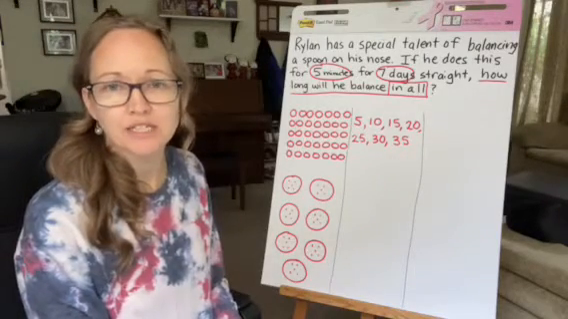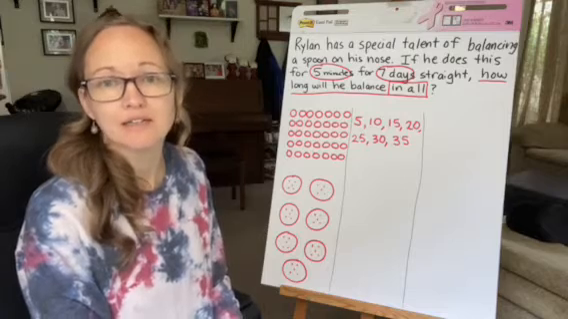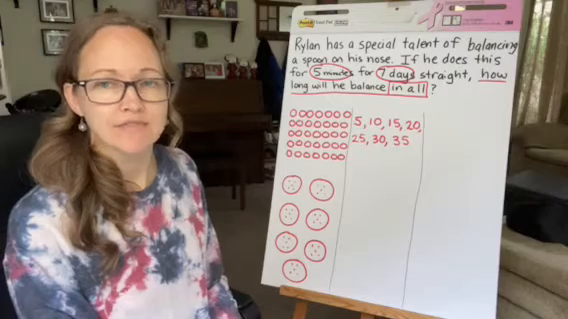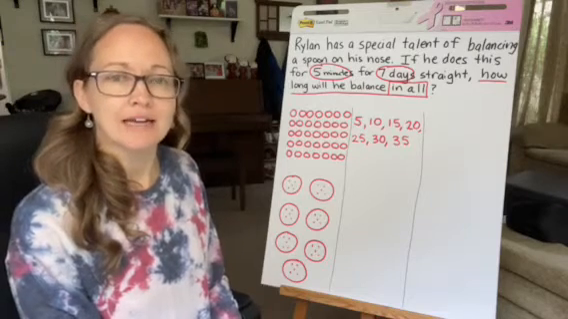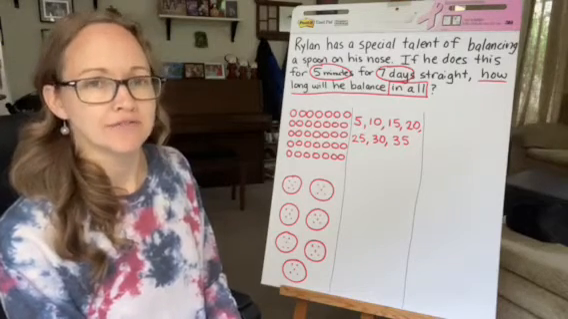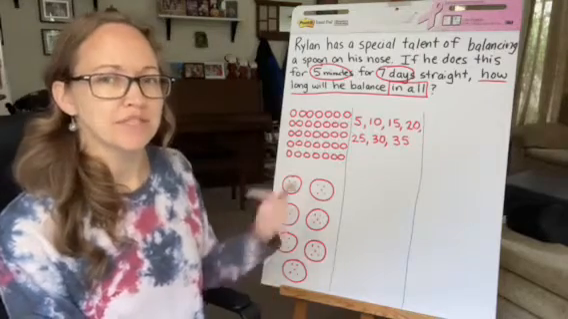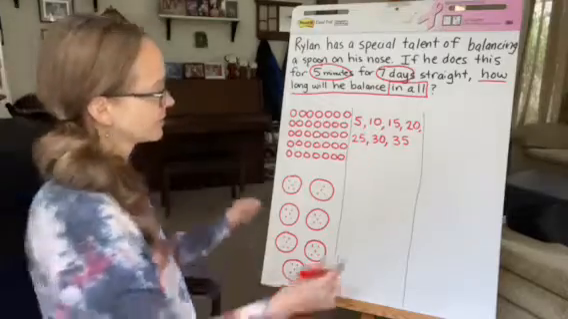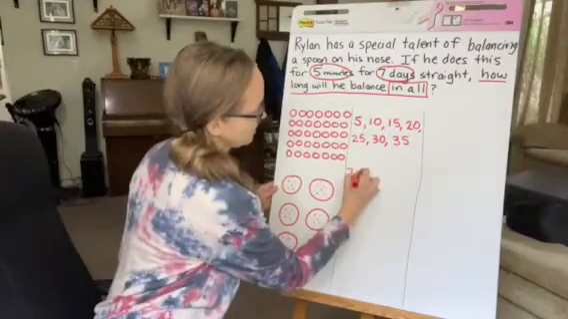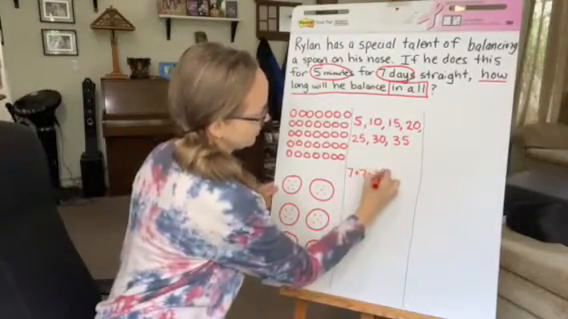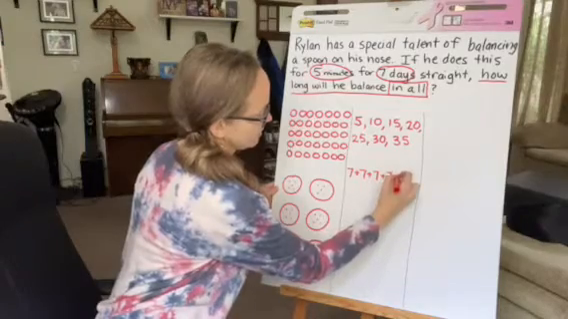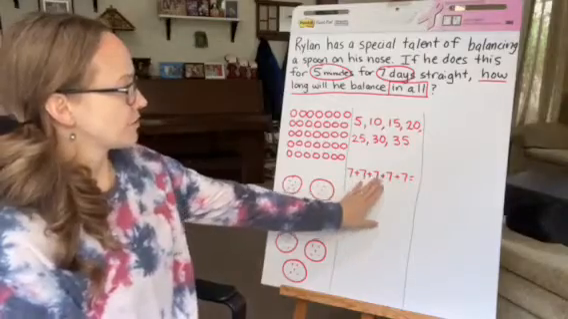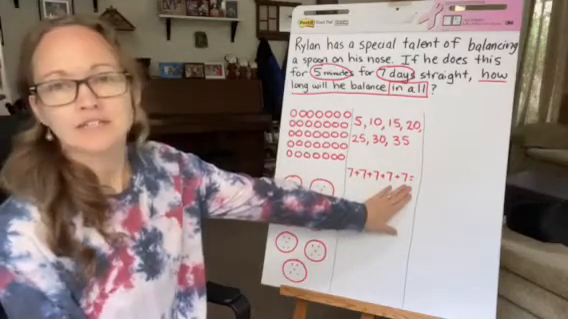Now we can also use repeated addition. Remember, multiplication is the same as repeated addition. So we can add 5 7 times, or we can add 7 5 times. To show you the opposite of what I did before, let's add 7 5 times. 1, 2, 3, 4, 5 sevens.